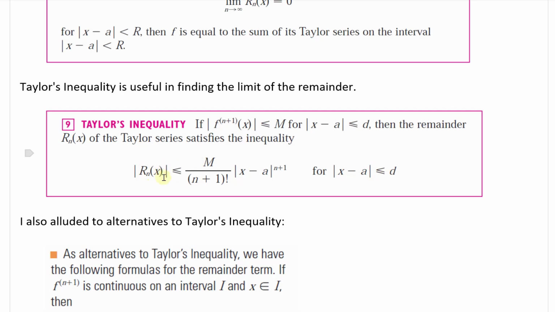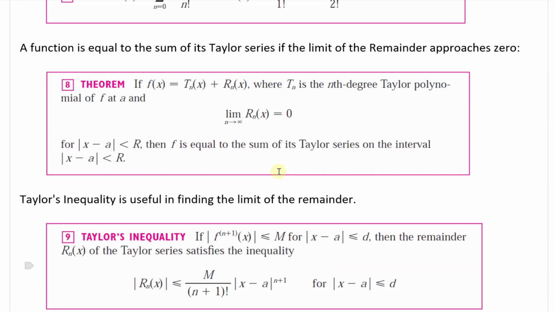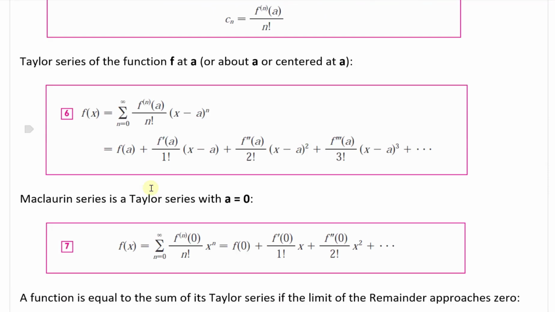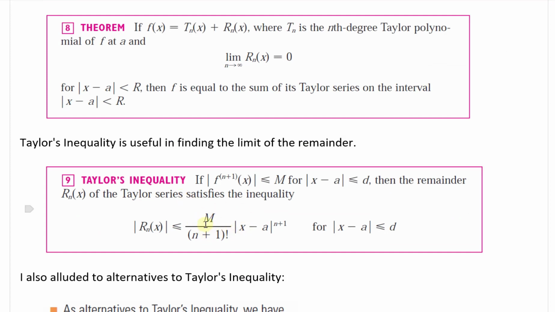This is essentially saying the remainder is going to be less than the next Taylor term. Because you see this (n plus 1) factorial times x minus a to the power of n plus 1, whereas in the Taylor series we just have n factorial times x minus a to the power of n. The only difference is that the derivative is replaced with capital M, and it states that the next term is going to be less than or equal to it if this scenario is true, for this domain where the absolute value of x minus a is less than or equal to d.